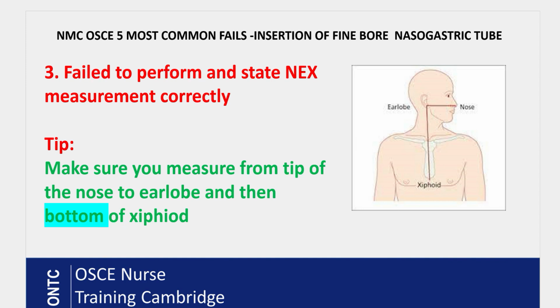Number 3: failing to perform and state NEX measurements correctly. What is the NEX measurement? That's your measurement from the tip of the nose to the earlobe and then to the xiphisternum. You have to perform it correctly. Every mannequin is different, so if you practice on a different mannequin, you may have that measurement in your head, but on the day you need to measure it as it is on the mannequin given to you in the exam. So make sure you measure from the tip of the nose to the earlobe and then to the bottom of the xiphisternum.